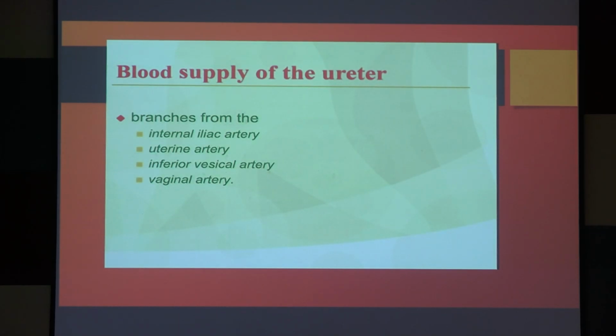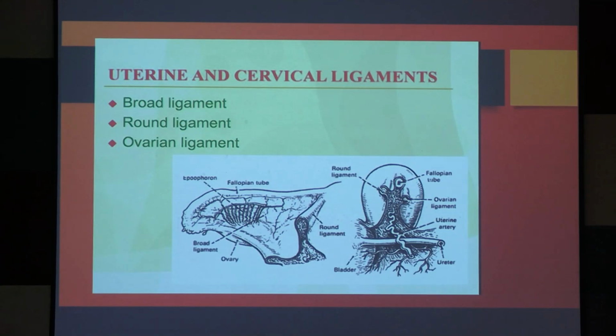Blood supply of the ureter is from different arteries, you see. The ureter is supplied by the internal iliac artery, uterine artery, inferior vesical artery, and vaginal artery. So sacrifice of one artery will not cause anything to the ureter unless the vascular sheath of the ureter is damaged, or there is anastomosis from which there is supply.